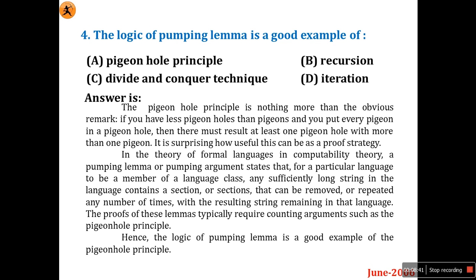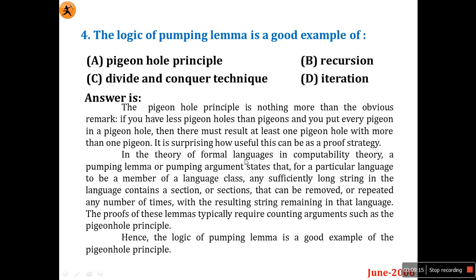If we have fewer pigeonholes than pigeons and you put every pigeon in a pigeonhole, then there must be at least one pigeonhole with more than one pigeon. So if we have n pigeonholes and n plus 1 pigeons, then at least one hole should contain 2 pigeons. This is the famous theorem. But how is it useful in computer science, or why are you studying this?